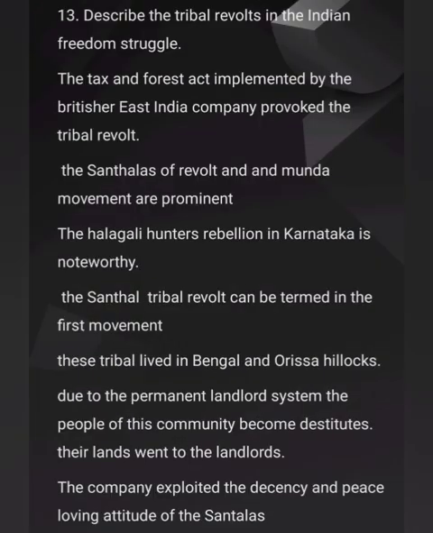Next question is describe the tribal revolts in the Indian freedom struggle. The taxes and the Forest Act implemented by the British East India Company provoked the tribal revolts. The Santhal revolt and the Munda movement are prominent. The Halagali Bedas rebellion in Karnataka is noteworthy. The Santhal revolt can be termed the first movement. These tribals lived in the hillocks of Bengal and Orissa. Due to the Permanent Settlement system, the people of this community became destitute. Their lands went to the landlords. The company exploited the decency and peace-loving attitude of the Santhals.